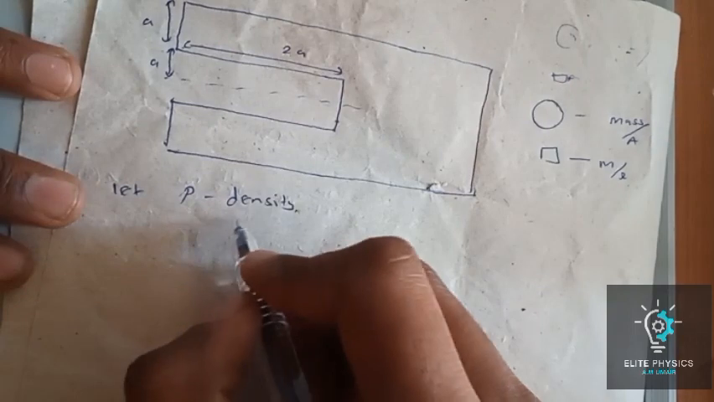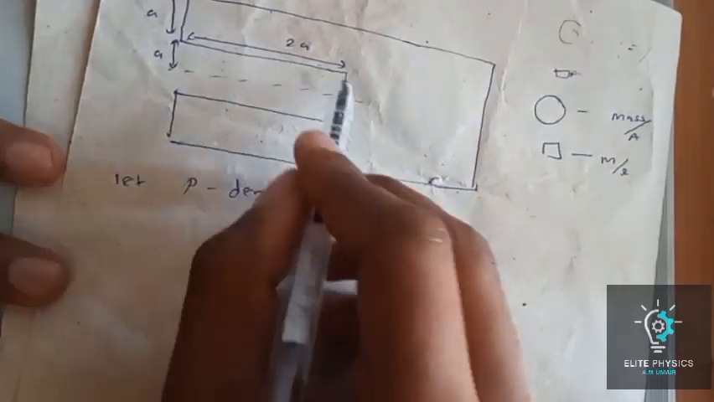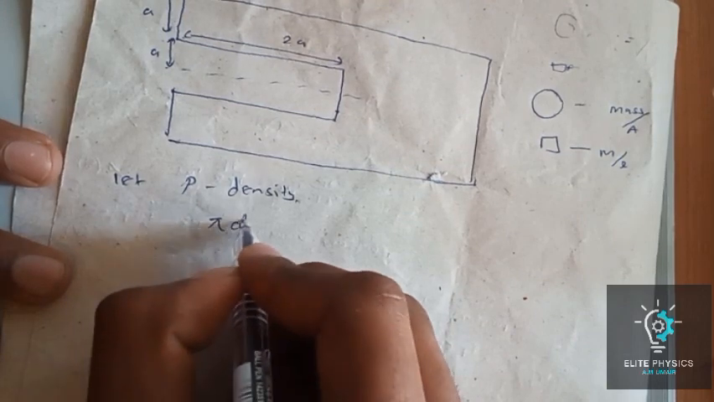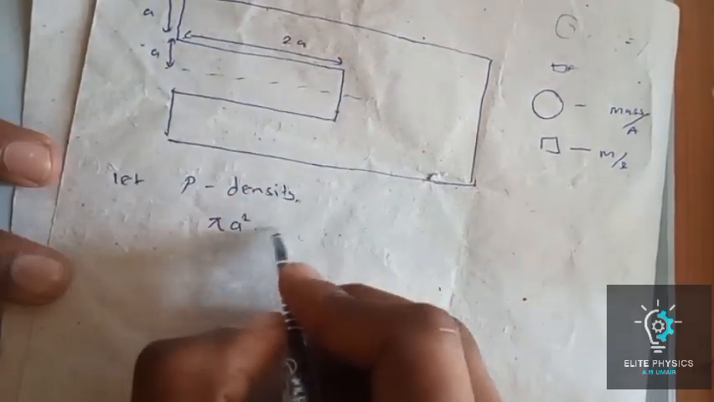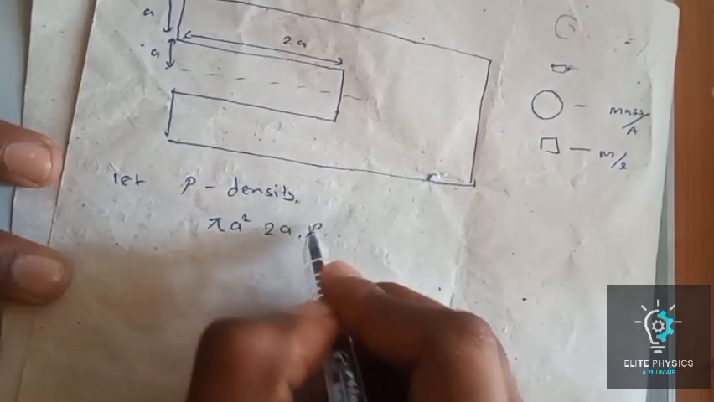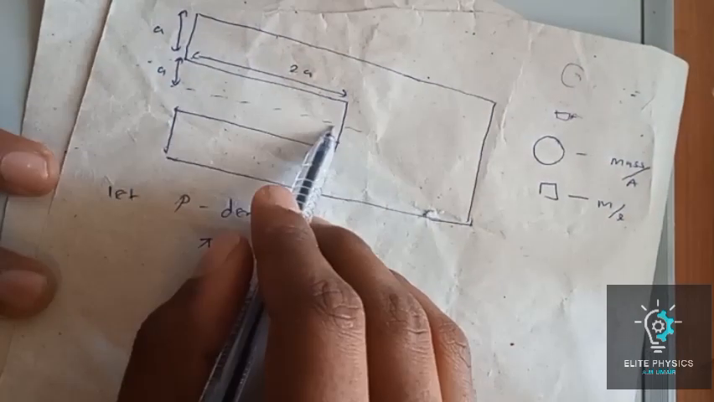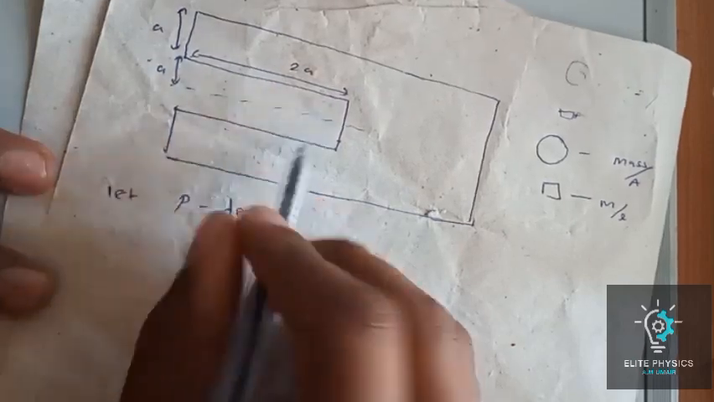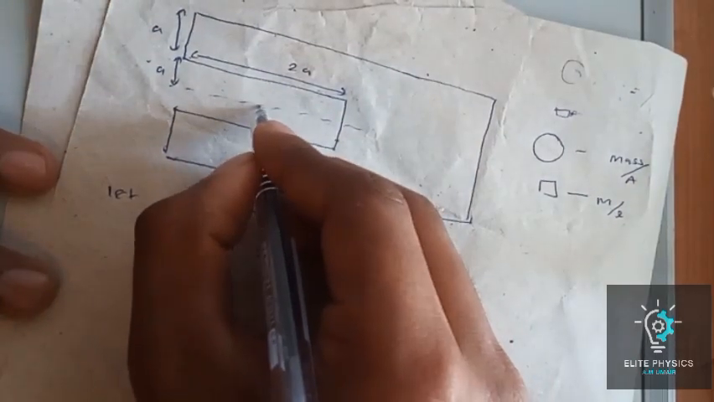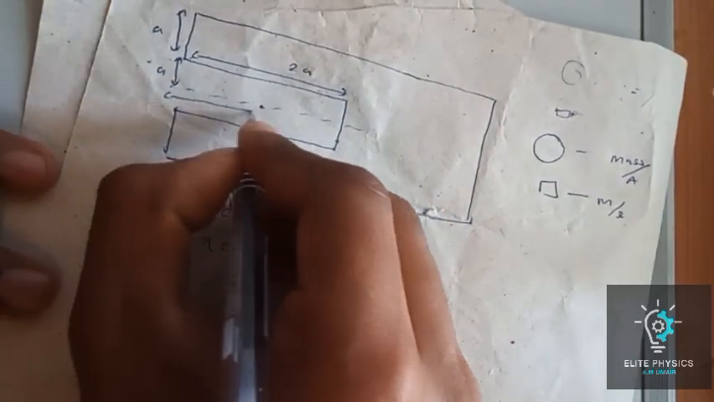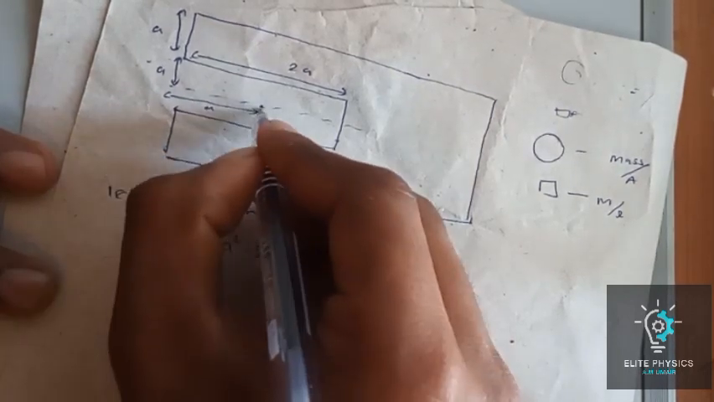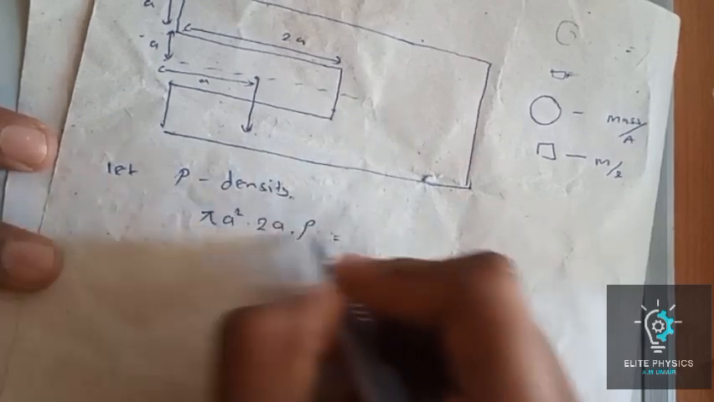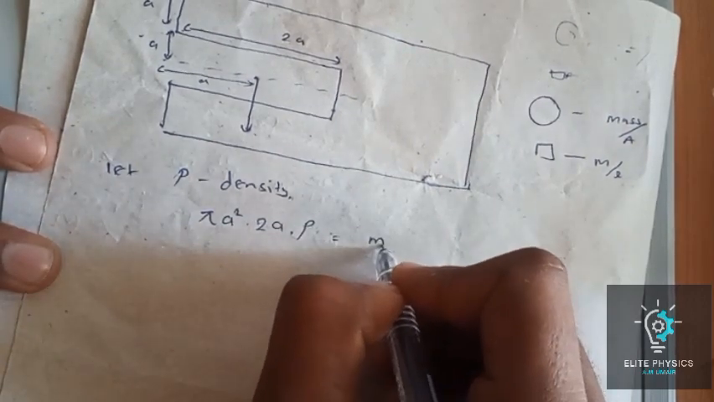So the mass of the small cylinder is going to be pi a squared times the height, which is 2a, times rho. And you should understand in a cylinder, the center of mass is going to be at the center. So it's 2a in height, meaning the center of mass is exactly at a from here. So let's say that mass is m.